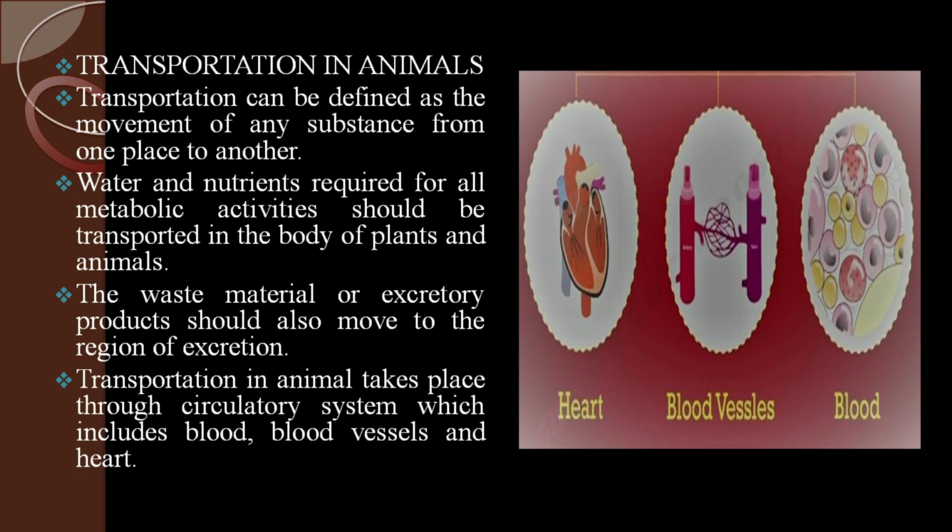The next process is transportation. In animals, it is needed to transport substances from one place to another, whether useful substances or the waste substances which have to be excreted. The human circulatory system, which is involved in the transportation, consists of the heart, blood vessels, and blood.